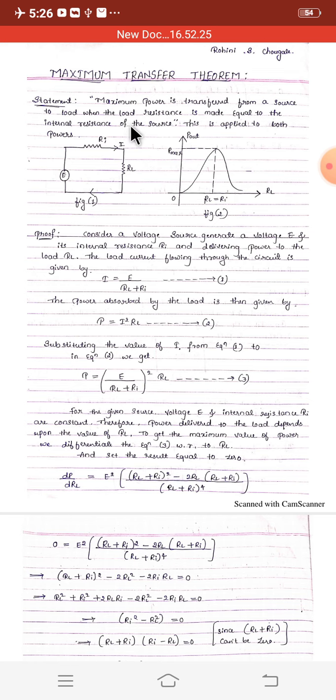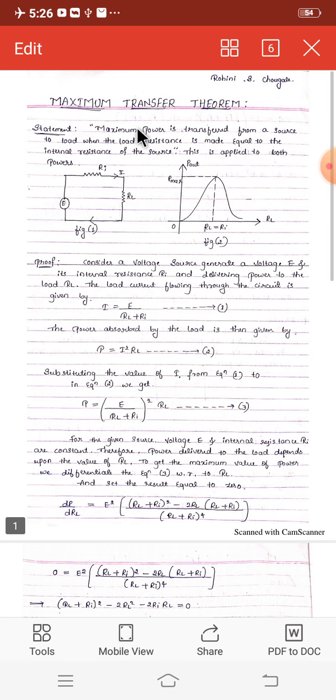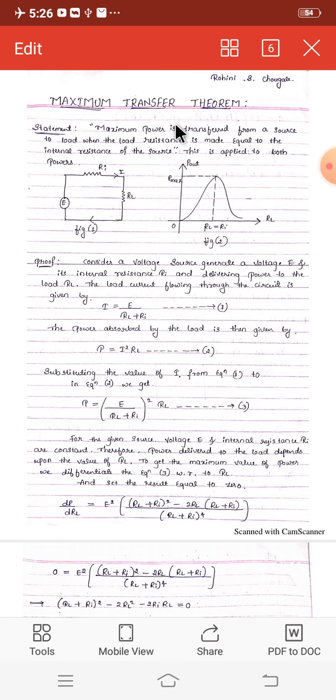Students, see here, whenever you prepare these theorems, they are easy for your final exam purpose. If you try to solve these theorems only at the end, they are very difficult to understand and you get confused. So that's why prepare them right away. First you have to prepare this DC circuit analysis.